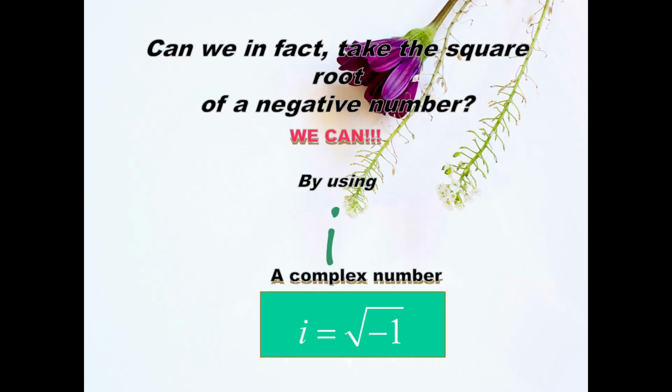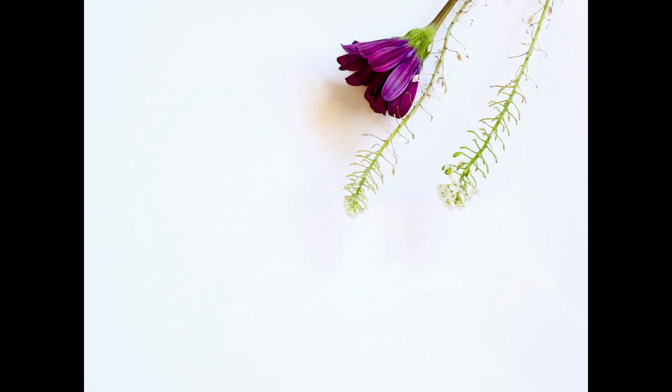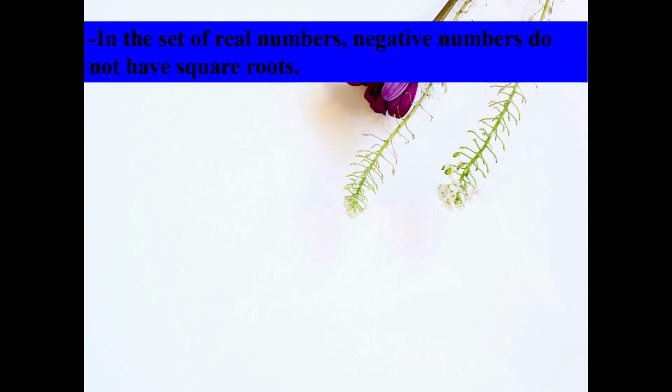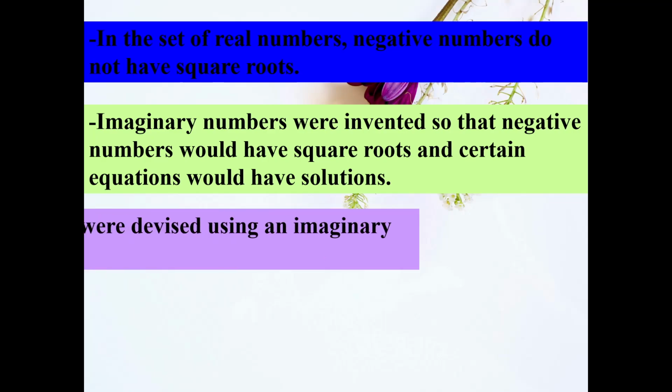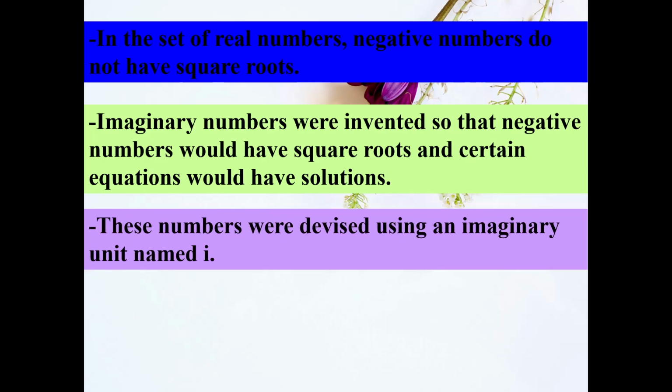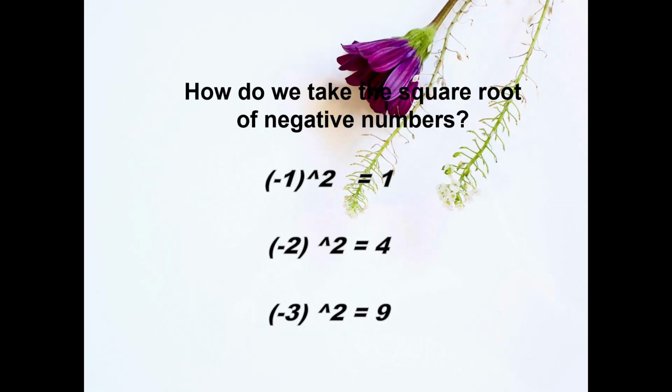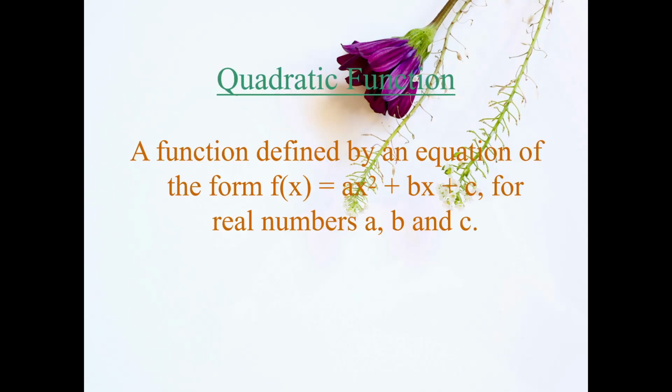Can we in fact take the square root of a negative number? In the set of real numbers, negative numbers do not have square roots. Imaginary numbers were invented so that negative numbers would have square roots and certain equations would have solutions. These numbers were devised using the imaginary unit named i, where i equals the square root of minus 1. How do we take the square root of negative numbers?